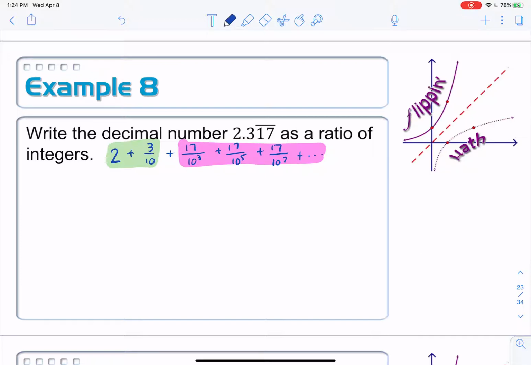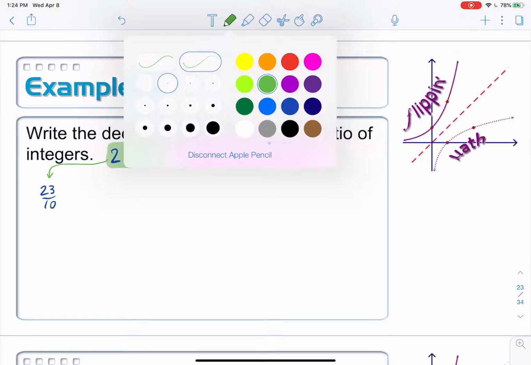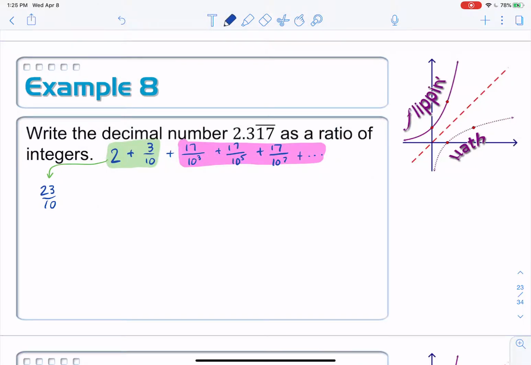We're looking for a ratio of integers, so I need to combine those 2 things. 2, in terms of tenths, would be 20 over 10. So 20 over 10 plus 3 over 10 is 23 over 10. So I've just simplified just that part right there. Boom. And now I'm going to write in summation notation the rest of the series. And it's going to be a geometric one.